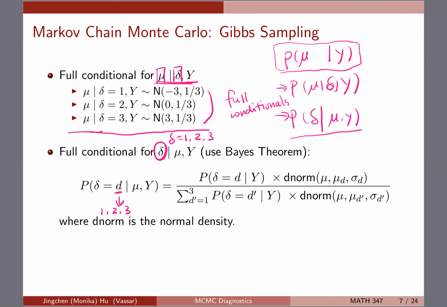Is there a quicker way that you can do this? I kind of presented it over here for you, but I still would like you to think, instead of trying to write it out one by one, is Bayes' theorem useful here to come up with the posterior, or the full conditional, for this particular delta?